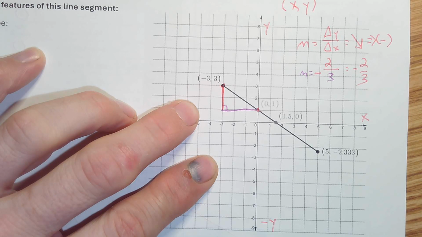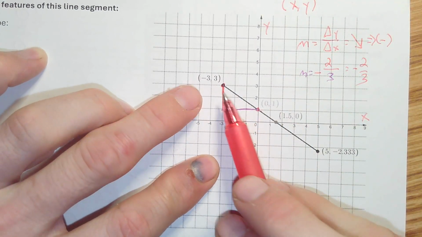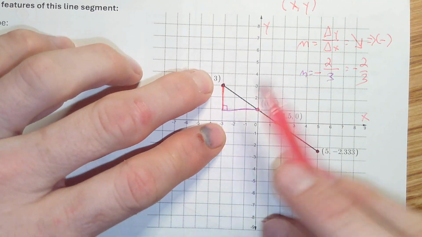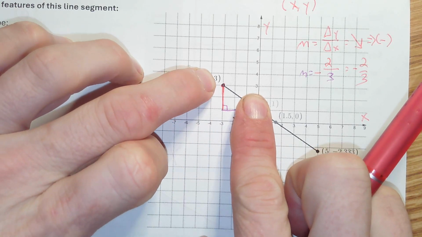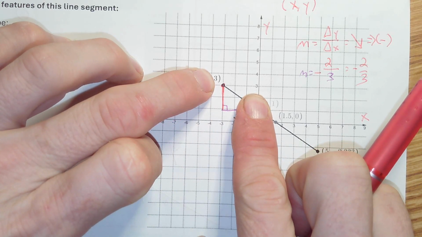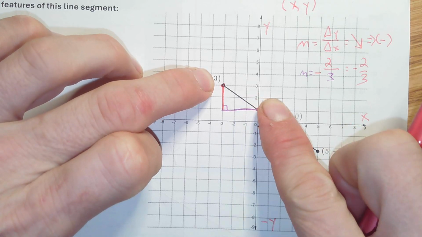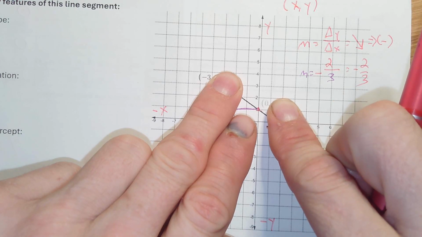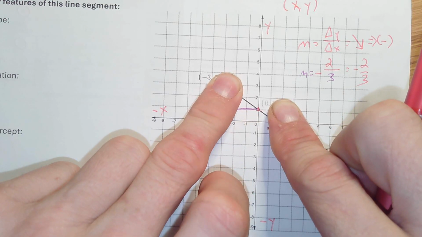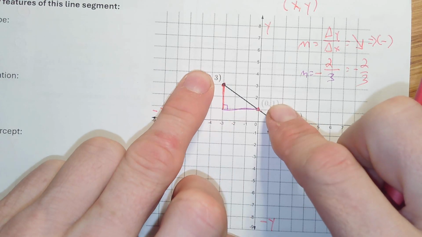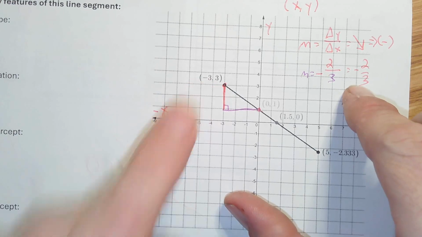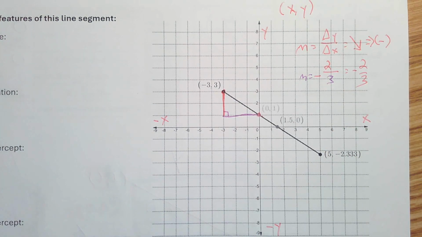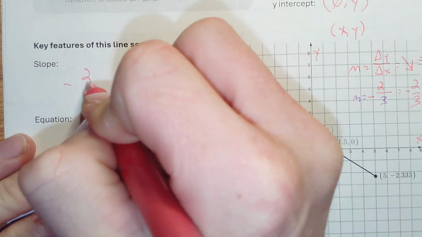And if you do the math, you'll see that your change in y is 3 minus 1, which is 2. And then your change in x is negative 3 minus 0, which is negative 3. So 2 divided by negative 3 is negative 2/3. So there's our math for our slope, which is negative 2/3.